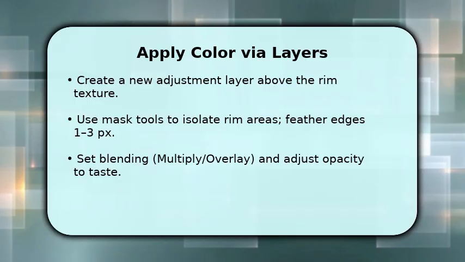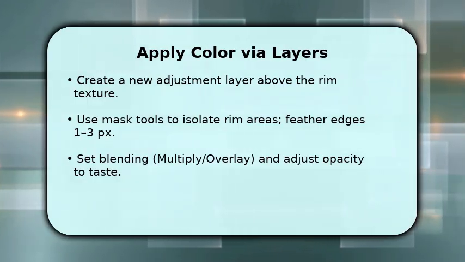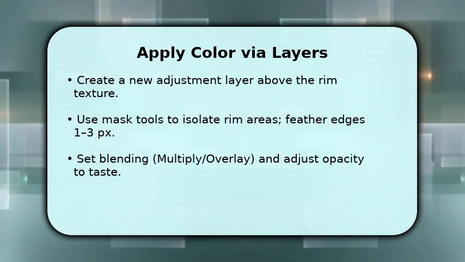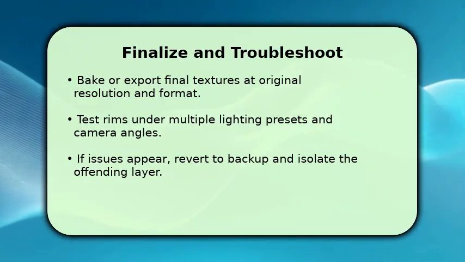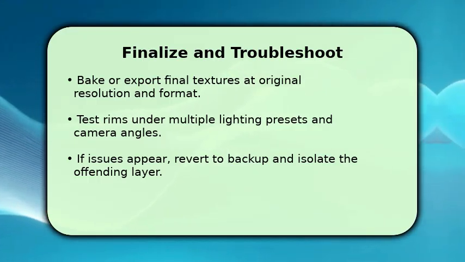Then select a blending mode, like multiply or overlay, and dial opacity until the hue and reflectivity read naturally under the model's lighting. You finish by exporting or baking the modified rim texture back into the project's material slot, so shaders pick up the change consistently. Make sure file names and paths match the material references.